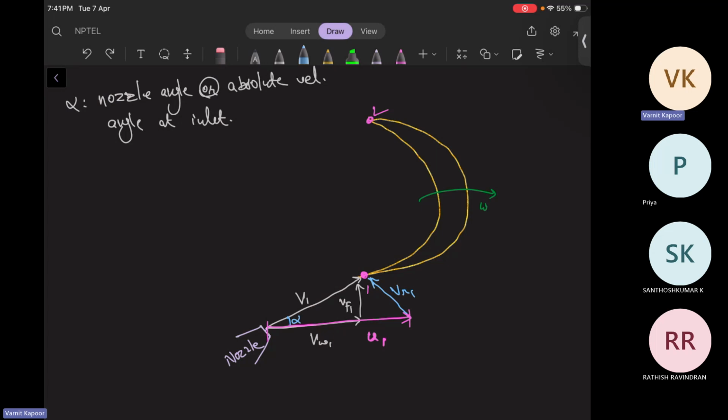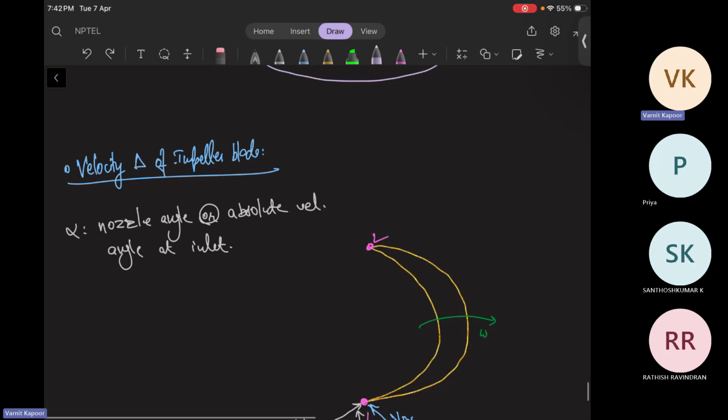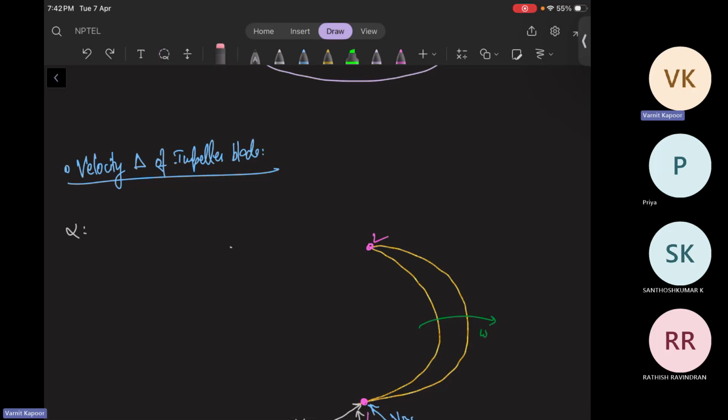That is, the first condition was v1 square is equal to vw1 square plus vf1 square. The other condition is u1 plus vr1, as per the triangle of addition, should be equal to v1. This is your vr1. I think I should not have written it here. First let me make the velocity triangle.